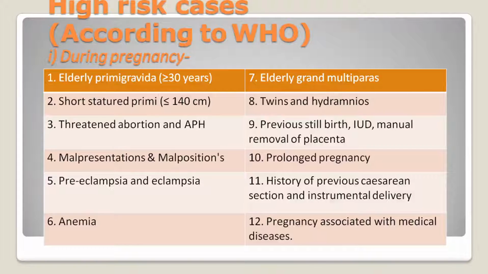The high risk factors according to WHO during pregnancy: elderly primary gravida above 30 years of age, short statured primary less than 140 cm, threatened abortion and antepartum hemorrhage, malpresentations and malpositions, preeclampsia and eclampsia, anemia, elderly grand multiparas, twins and hydramnios, previous stillbirth, intrauterine death, manual removal of placenta, prolonged pregnancy, history of previous cesarean section and instrumental delivery, pregnancy associated with medical disease.